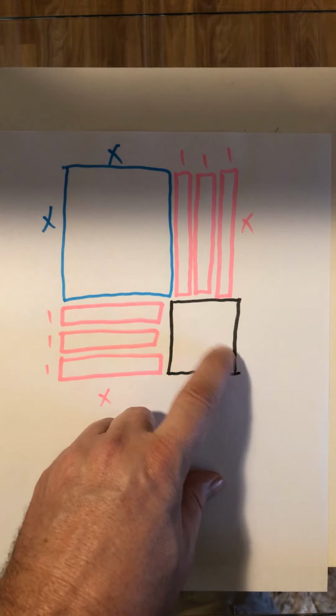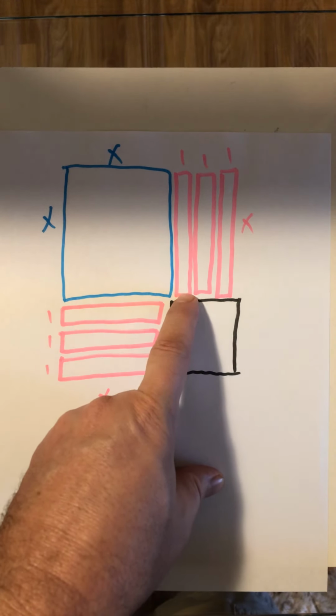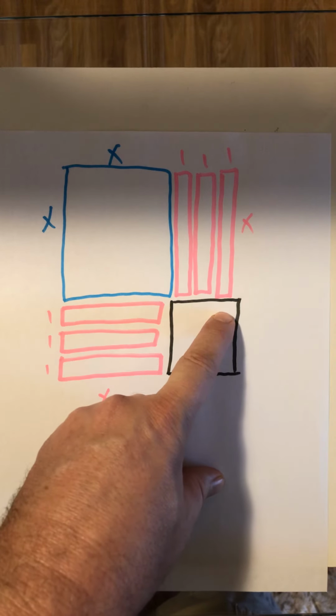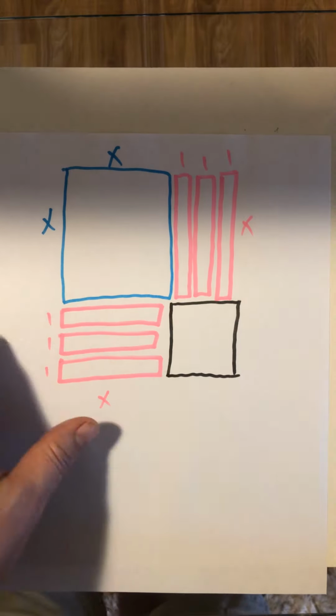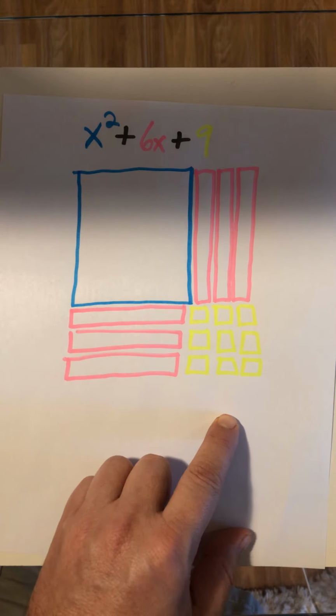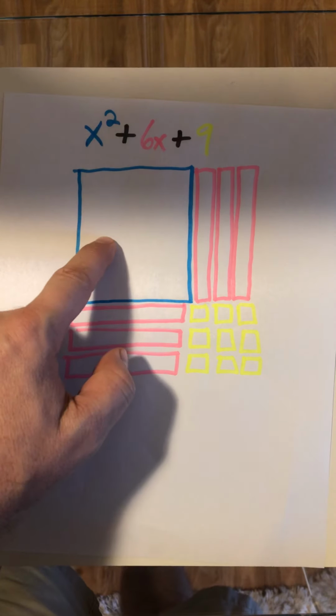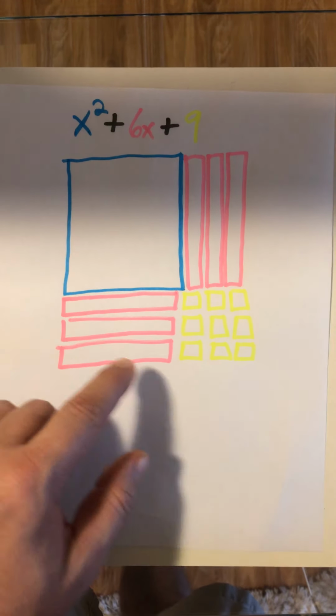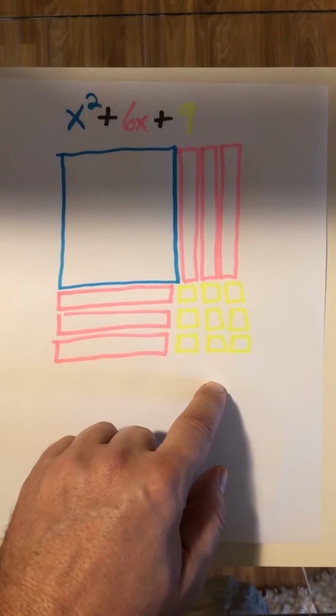Well, remember these would all be 1 by 1. So I've got 1, 2, 3 by 1, 2, 3. And if I multiply 3 by 3, I'm going to end up with 9. So I would need 9 of those yellow blocks to complete my square. So I've got x squared plus 6x, because I've got 3x here, and then plus 9 to get this one.